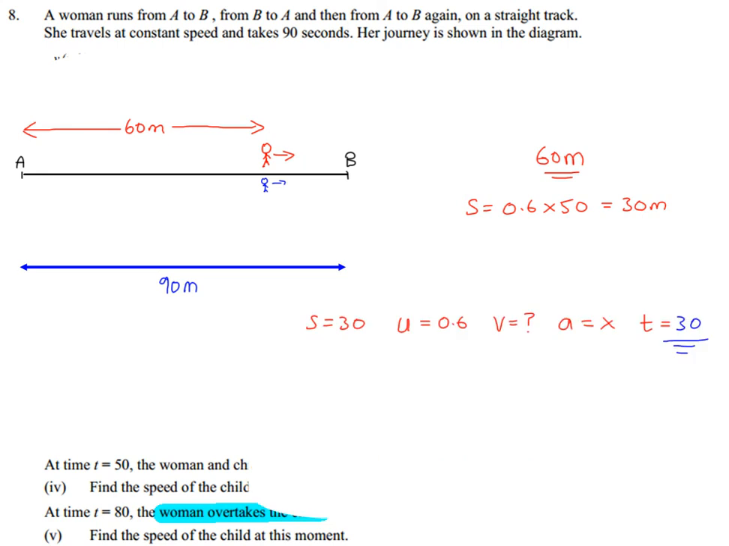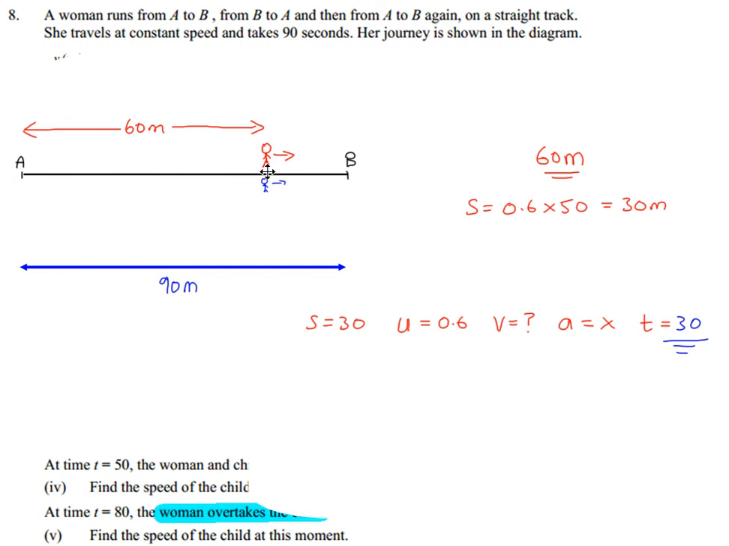So if we look at suvat, we have 30 meters to cover. The initial speed is 0.6 meters per second. This is what we're after. I've crossed out the acceleration, we don't need to know what it is, but this is interesting. T is not 80, T is 30. Okay, so in total the child has taken 80 seconds to get from A to this point.